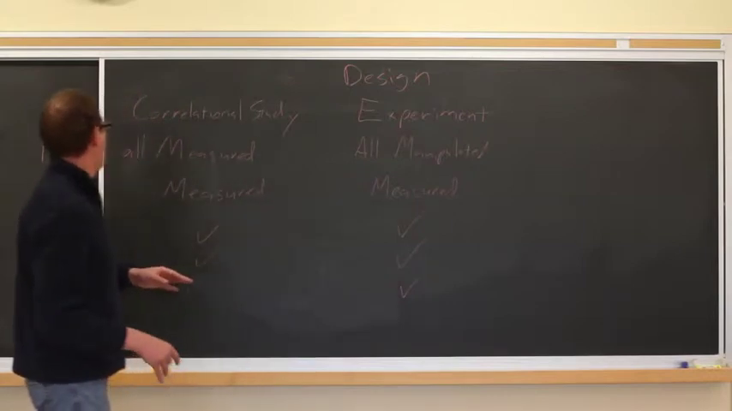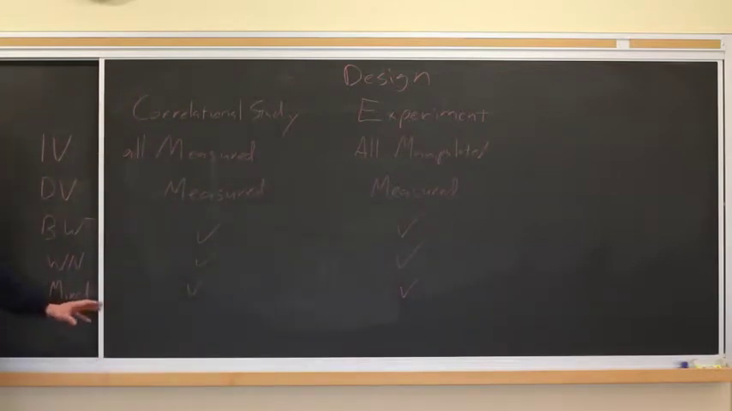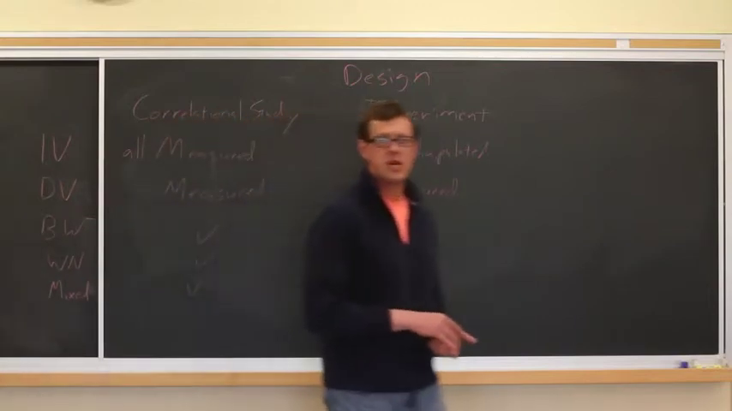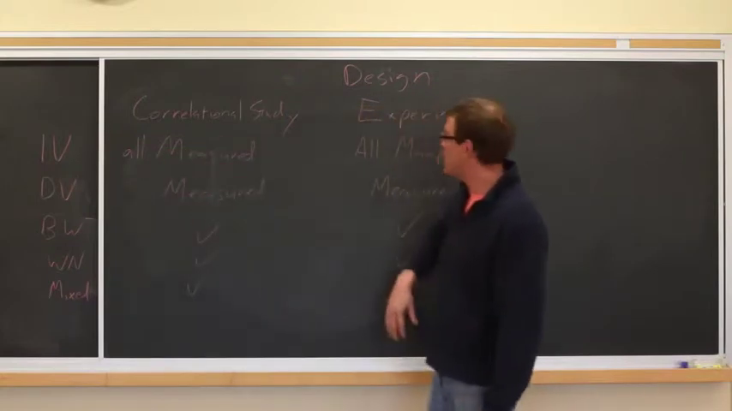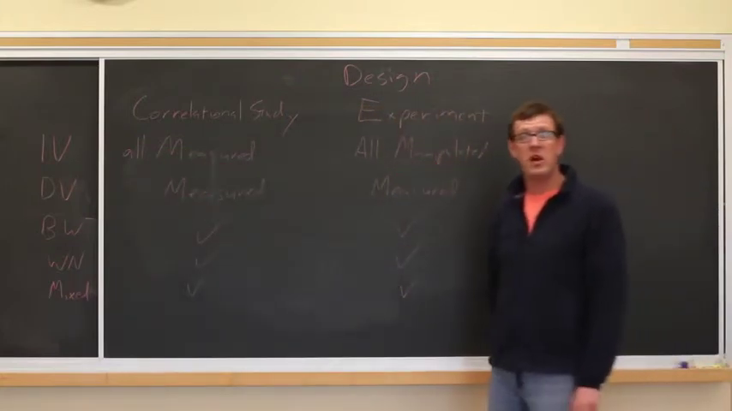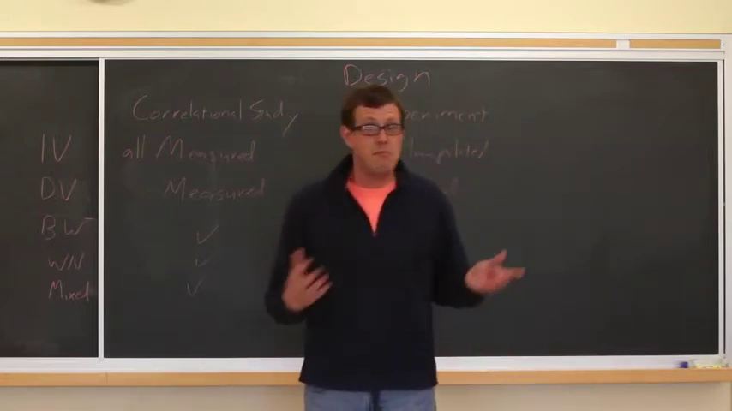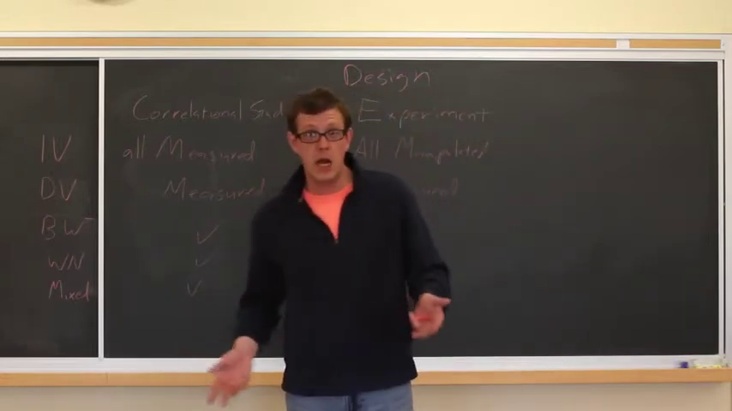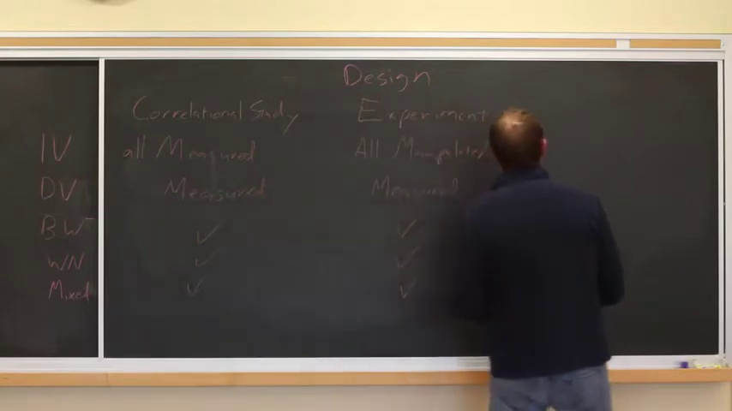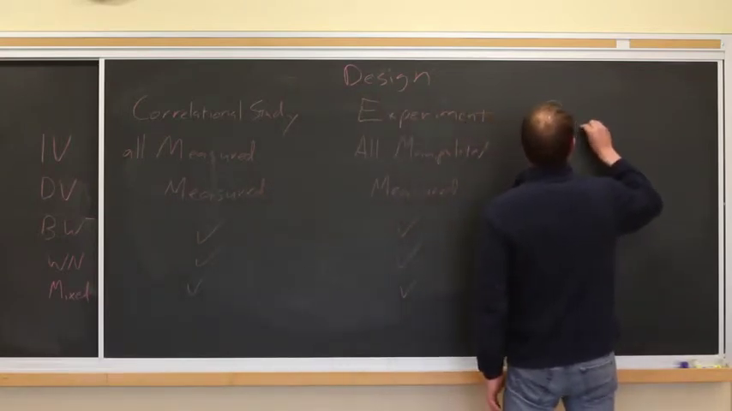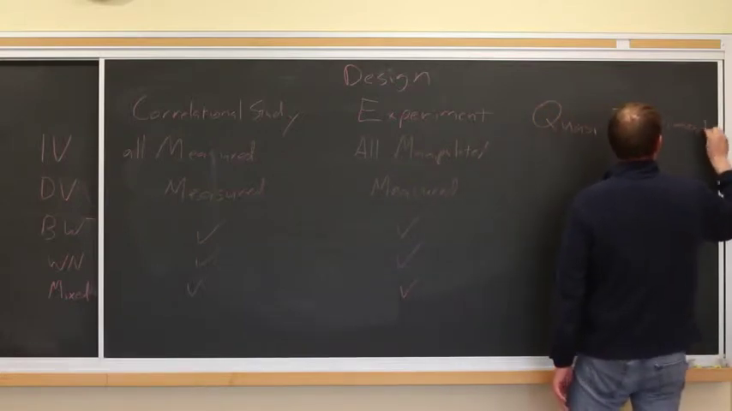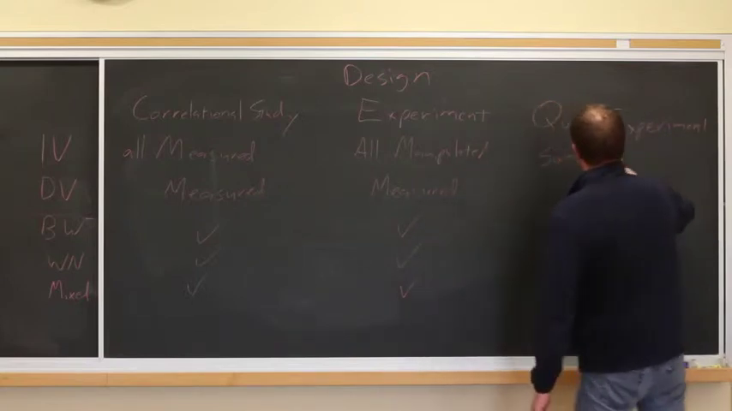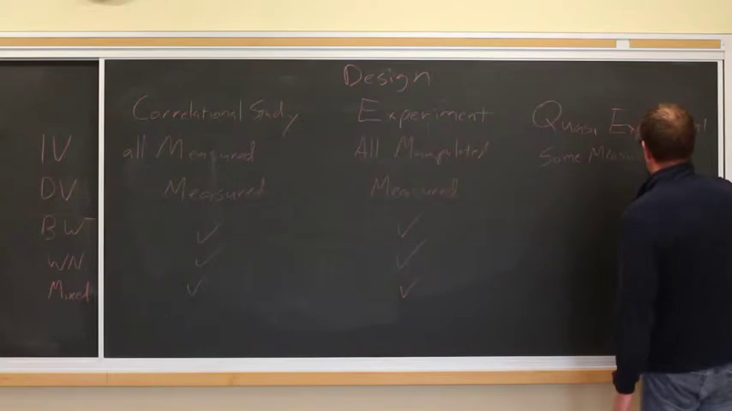Okay, so if mixed designs are a mixture of between and within subjects designs, is there anything in between measuring all of our independent variables and manipulating all of our independent variables? The answer is yes. We can measure some independent variables and manipulate another set of independent variables. And this type of design would be known as a quasi-experiment. So some are measured and some manipulated.